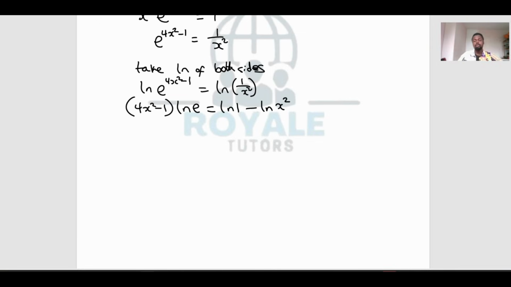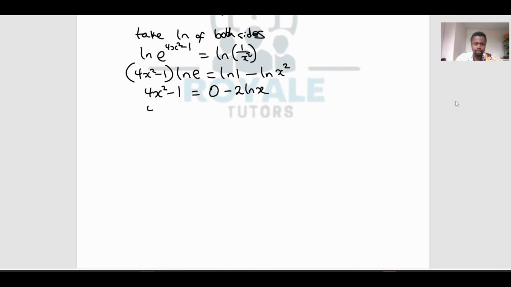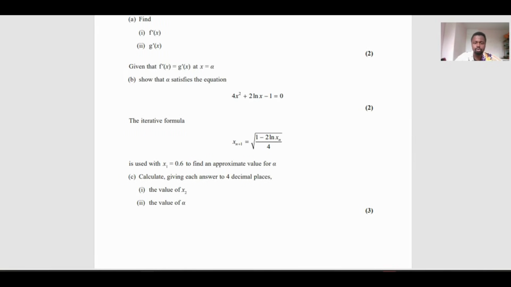So if you have division, you can split them up. Ln e is 1, so that means you have 4x squared minus 1. And then ln 1 is 0 minus, then the power of x here, you can push it forward to have 2 ln x. All right, so that's going to give us 4x squared plus 2 ln x minus 1 equals 0. So I think that's what they want us to show.